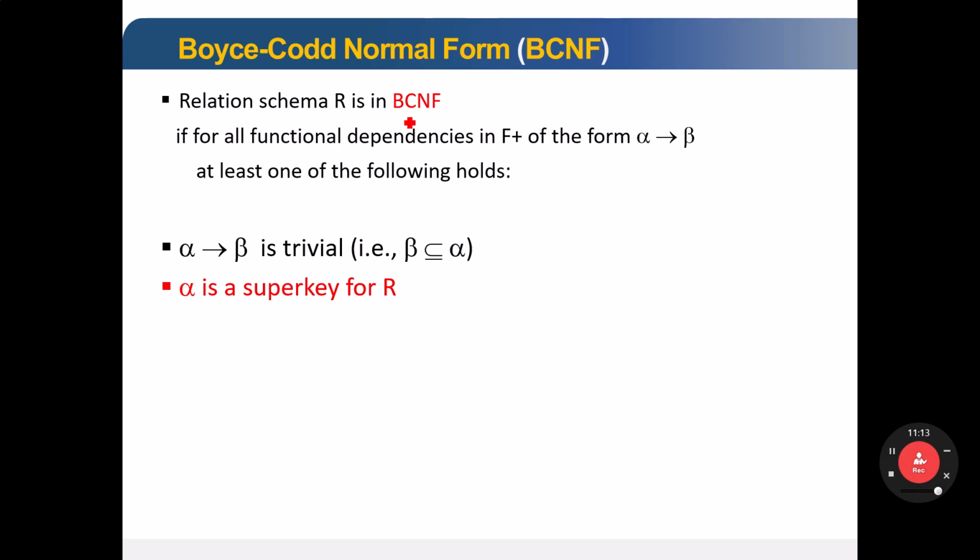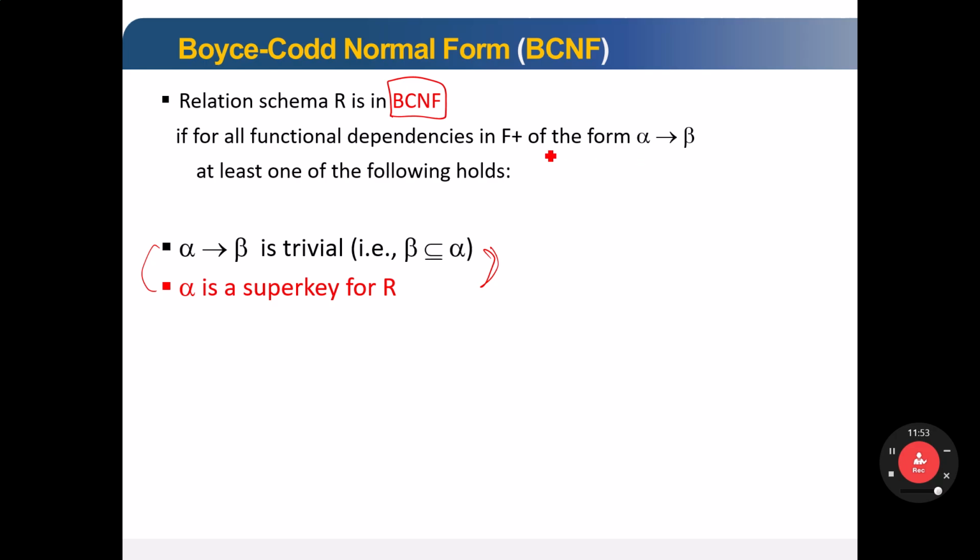What is BCNF? To check whether your table is in good shape or in bad shape, you need to check each functional dependency for your given table. And if all your functional dependencies satisfy one of these two conditions, then your table satisfies the BCNF condition and your table is in good shape. It is in good design. So what are these two rules? It's about superkey.